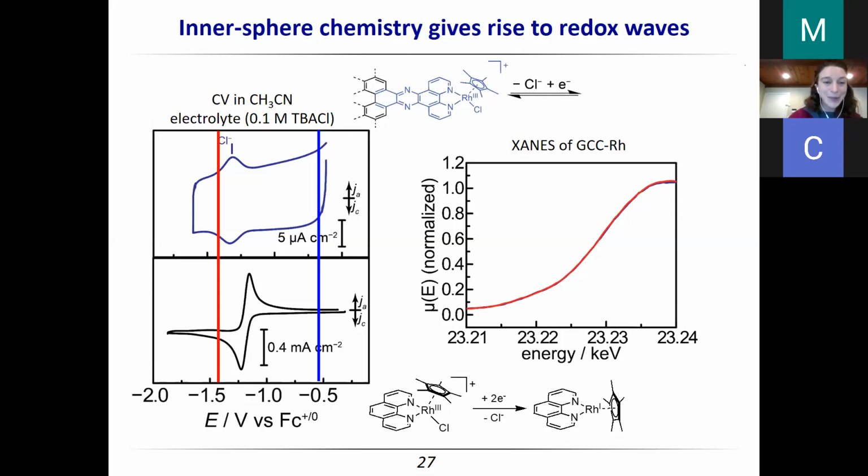Okay, but in this case, we polarize 120 millivolts negative of our observed wave, and we don't see any change in the spectrum. It's staying exactly the same. And we go 240 millivolts past the wave, and we still see nothing. So we've completed this redox process. The XAS spectrum didn't change. This indicates to us that the oxidation state of the rhodium is not changing during this redox process.